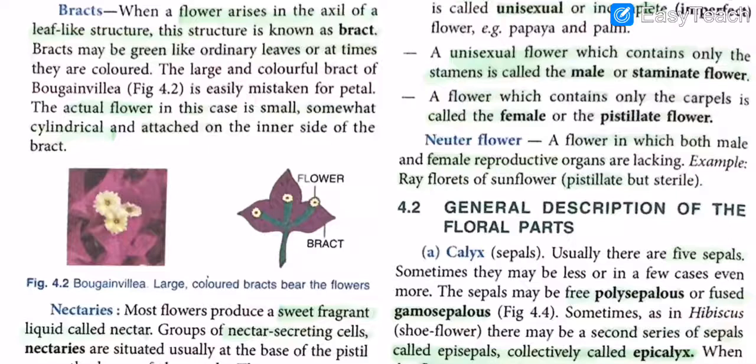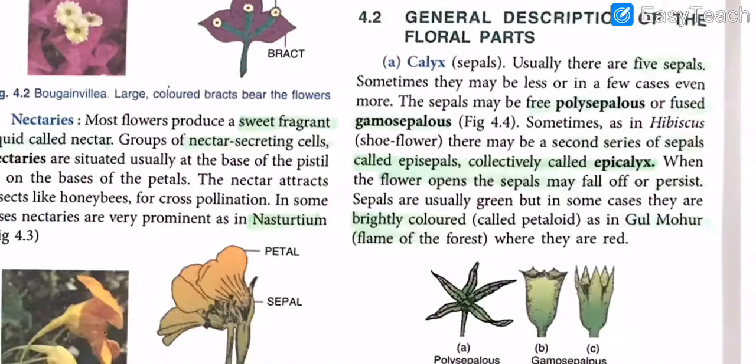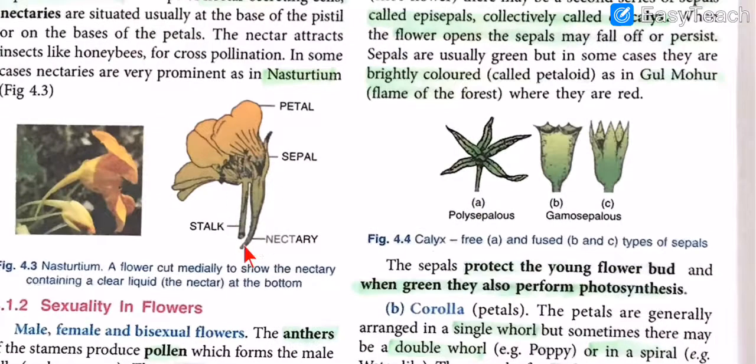So the nectaries can either be at the base of the pistil, so you have to go right down there to suck out the sweet fragrant liquid called nectar, or they can also be present inside the flower, where mostly we see the bees come and eat their food, you can say. So the nectar attracts insects like honeybees for cross pollination. In some cases, nectaries are very prominent in nasturtium.